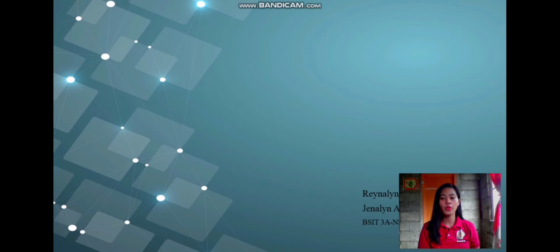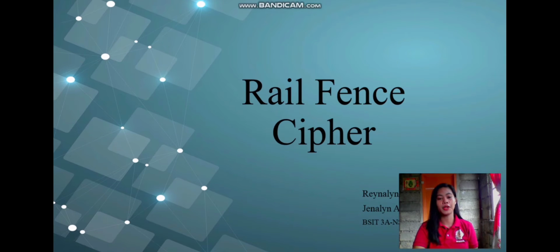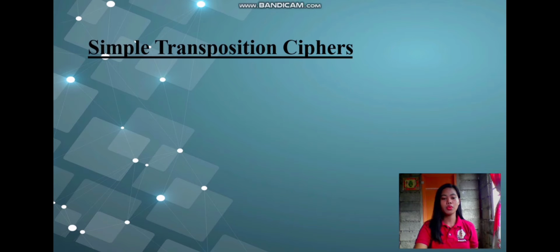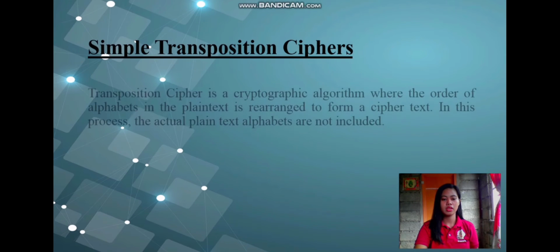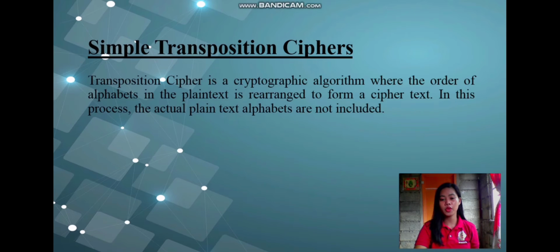Everyone, so today we're going to show you how to encrypt and decrypt a message using the Rail Fence Cipher. So first, what is a simple transposition cipher? A transposition cipher is a cryptographic algorithm where the order of alphabets in the plaintext is rearranged to form a ciphertext. In this process, the actual plaintext alphabets are not included.